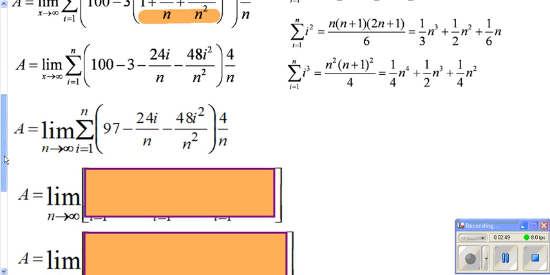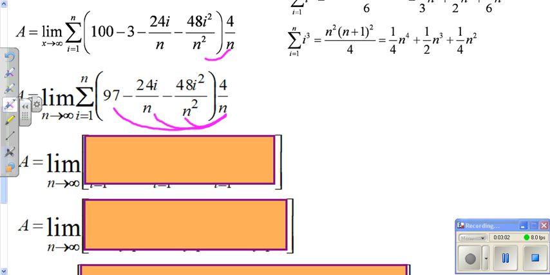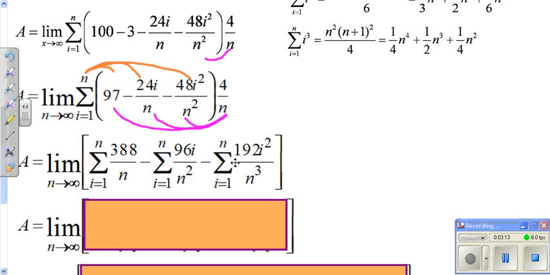Now we're going to do a little bit more work. And all we're going to do is distribute through our 4 over n. And at the same time we distribute through 4 over n, we're also going to distribute through a summation. And so then we end up getting this.